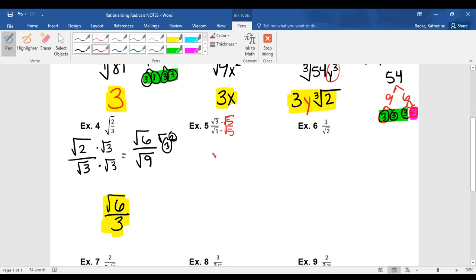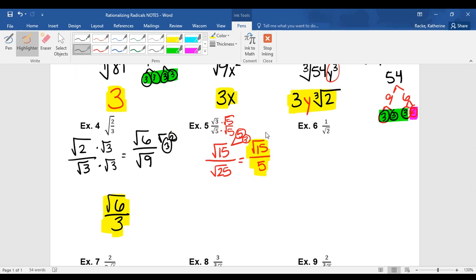Okay, so I would get the square root of 15 on top and the square root of 25 on the bottom. The square root of 25 is 5. And I cannot break down the square root of 15 because the only thing to multiply to give me 15 is 5 and 3. So it stays as the square root of 15 over 5.